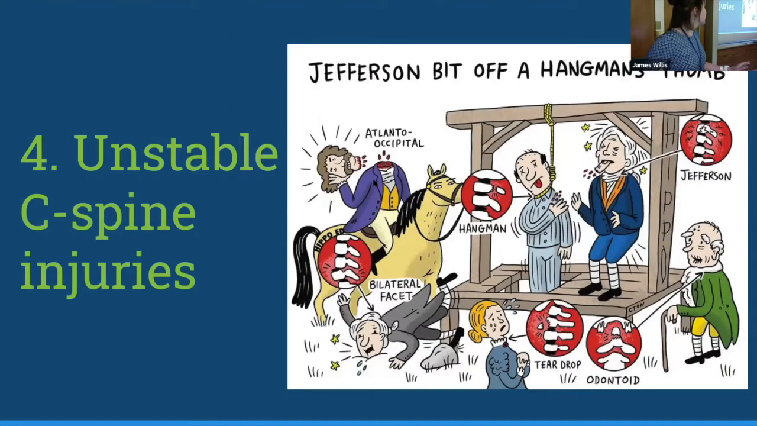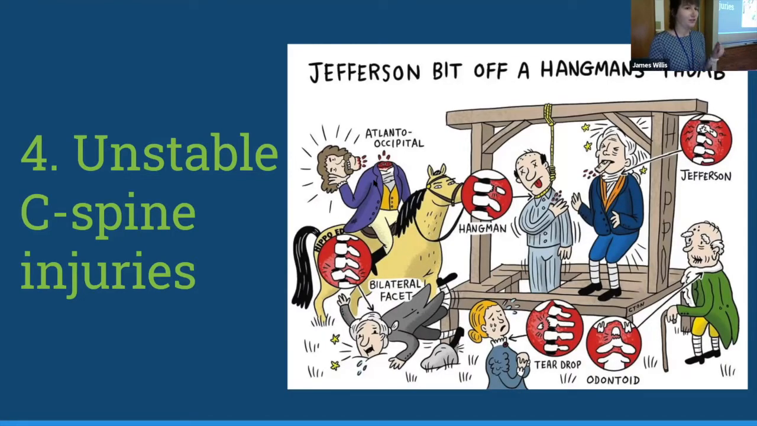So there's a classification of cervical spine injuries called unstable cervical spine injuries. These are the ones where, if you see them, you need to get a neurosurgeon on board right away because you're really worried that your patient is going to develop damage to their spinal cord. We're not going to go over all of them today, just a few of them.